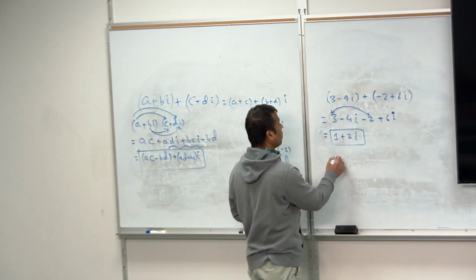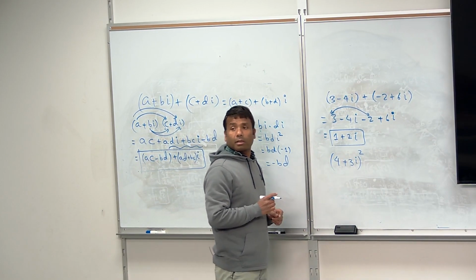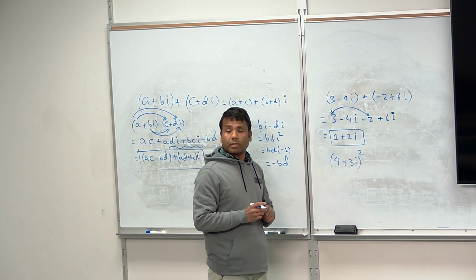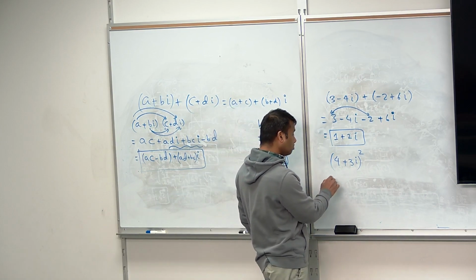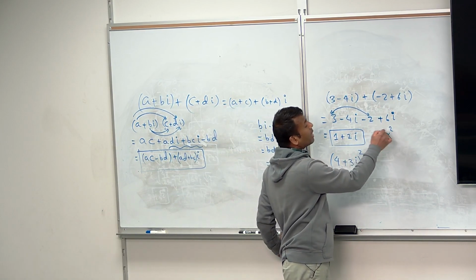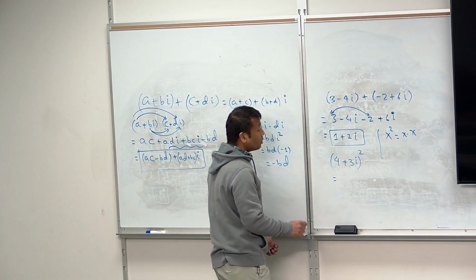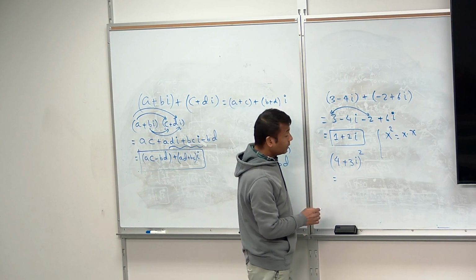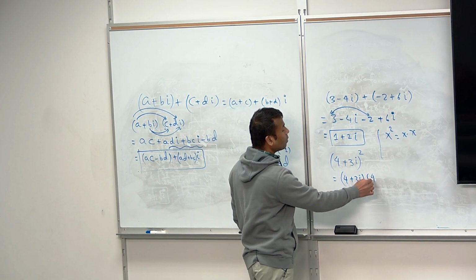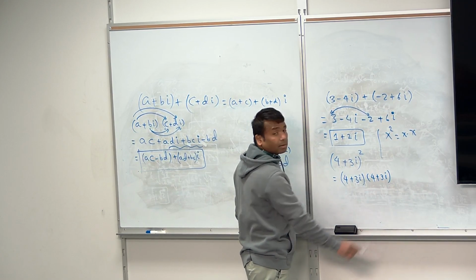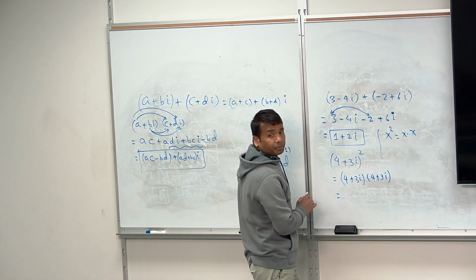So you have a 4 plus 3i, you see, parenthesis 4 plus 3i square. How do you find that? You guys know x square equal to x times x. You guys know that, right? So what is 4 plus 3i square? 4 plus 3i times 4 plus 3i. Right? And then use the FOIL.